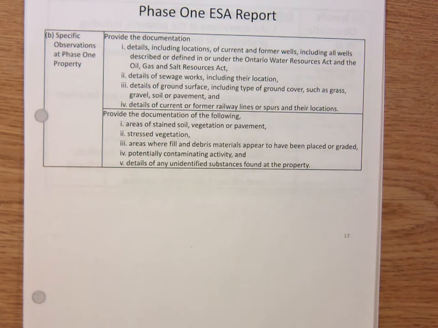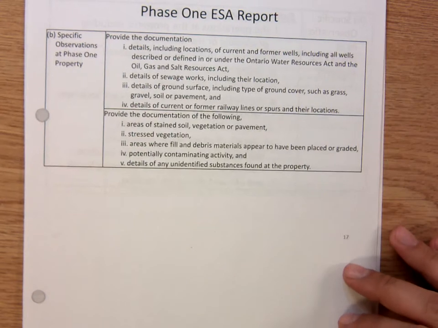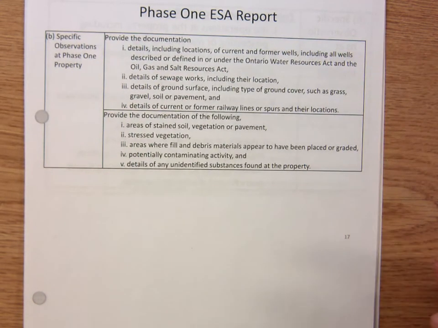Potentially contaminating activities in the area. If you see any activities in the past or current that could have happened in the area, you should record that. Details of any unidentified substances found on the property. That also should be recorded, because any unidentified substance could also be a clue for contamination.